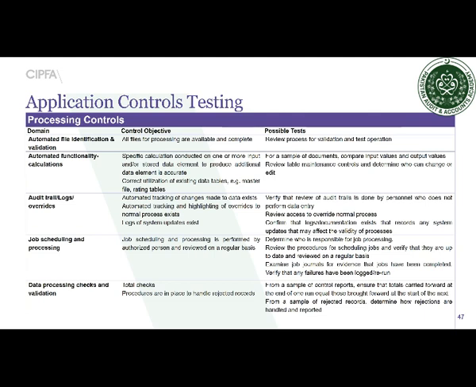Automated functionality calculations, the journal entries that I was telling you is the same thing. If the two are not balanced, then it won't process. Specific calculations conducted in one or more input and stored data element to produce additional data element is accurate. Correct utilization of existing data tables. We talked about master file or master table, rating tables, pricing table. Those could be master files.